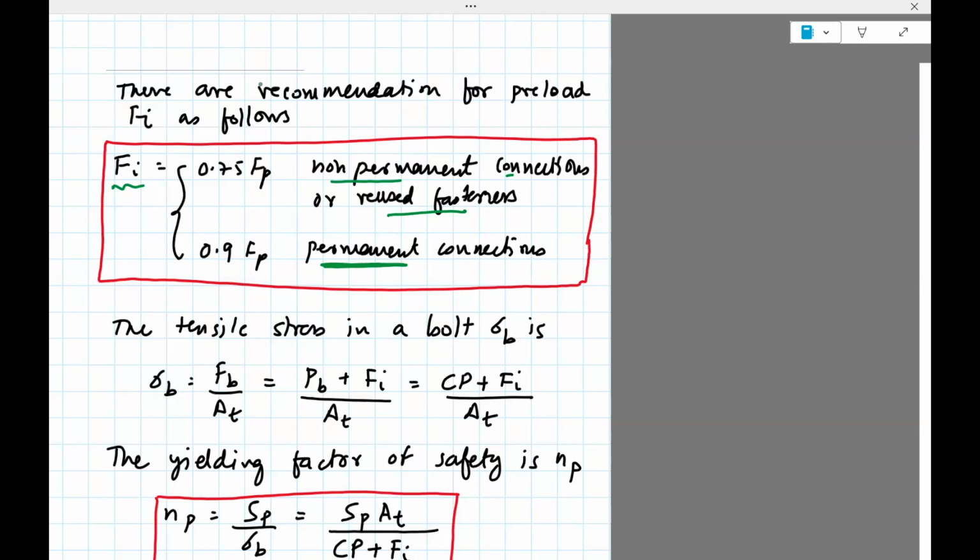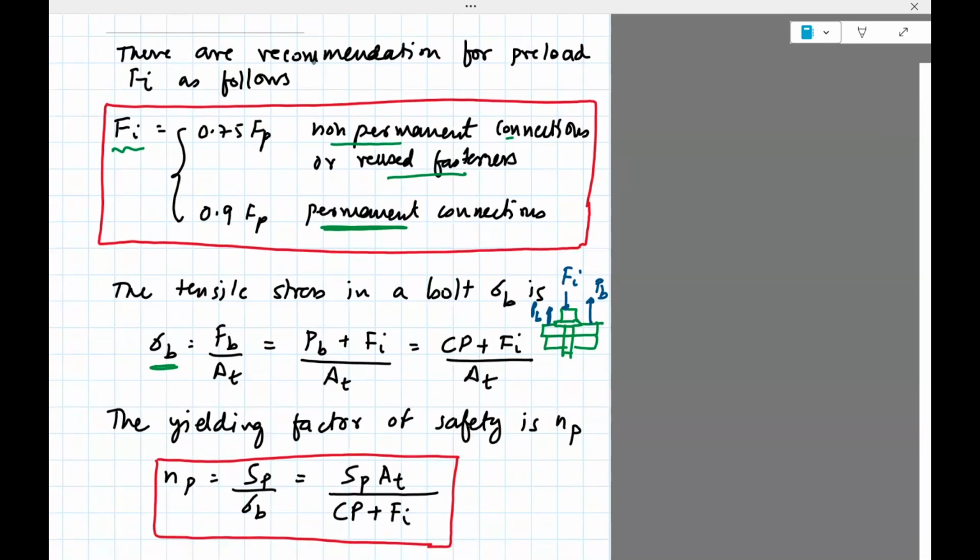Okay, so now we get to tensile stress in a bolt. This is not a new formula. It's the same formula I wrote earlier, FB divided by AT. But FB is PB plus FI, PB being the load on the member. This is just a recap. Washer, member. FI is always on the bolt. PB is always on the member. So the net load on the bolt is going to be the sum of the two, PB plus FI. And we've seen that PB is C times P.